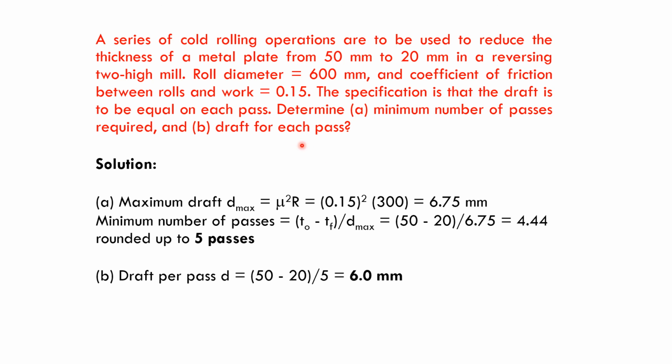When we are given this question, for the minimum number of passes, meaning how many times we want to perform the draft to perform the rolling process, first you have to calculate the maximum draft that you can achieve in one pass. So you can use the equation d max equal to coefficient of friction squared times the roller radius. Putting in the coefficient of friction of 0.15, and the radius of the roller, 300, it will become 6.75 mm.